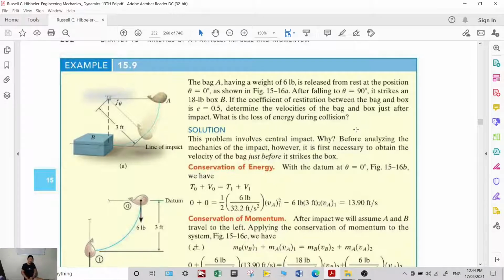Okay, so you have object A, object B. You have the coefficient of restitution. And also you get the initial velocity. The impact happens when A arrives here. So this is where we start the analysis. Okay?